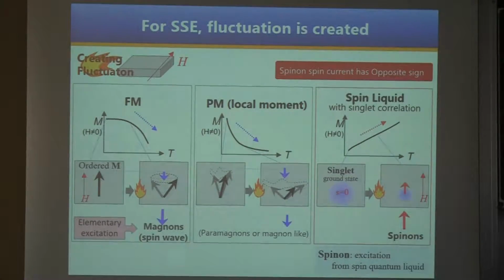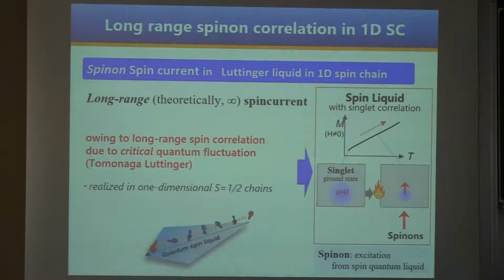Okay, but unfortunately, many spin liquid systems have very short correlation. But among them, there is a good system. This is the Luttinger liquid in the one-dimensional spin chain. This system may exhibit a long-range spin current because of the long-range spin correlation due to the critical fluctuation. So this is a good material, and it is realized in one-dimensional half-spin chains. The elementary excitation in this state is, of course, spinon.